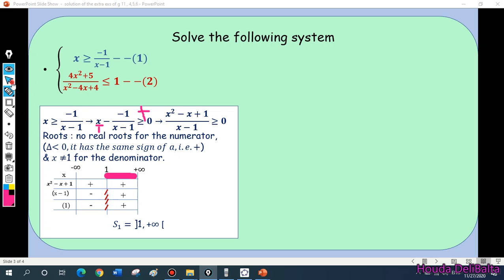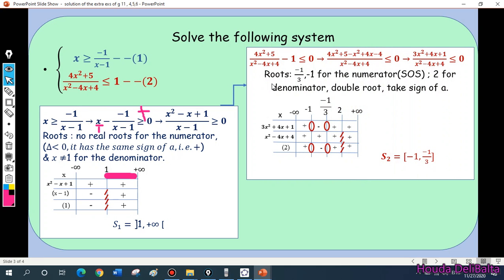Now, according to the second inequality, for the numerator and the denominator, we cannot start unless we take 1 to the other side, as you see here. So we have to put 0 here. Taking 1 to the other side, and making the same denominator as well, we put it over 1 again, as we do every time. We multiply it by x squared minus 4x plus 4. By this denominator, we are going to get 4x squared plus 5 minus x squared plus 4x minus 4.